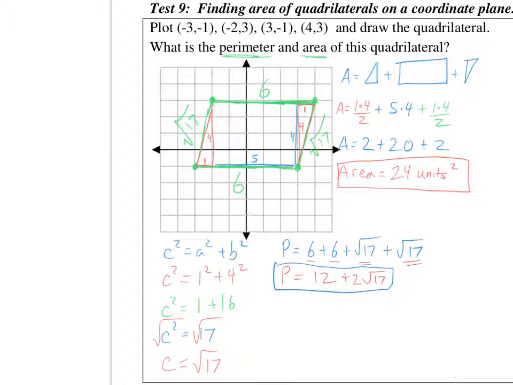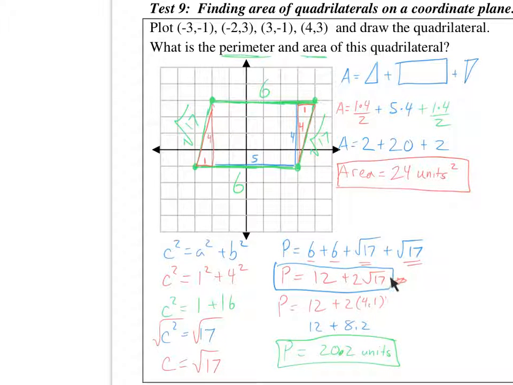Now, if I want to get a decimal, could you find the square root of 17? So that is good right here. I'm okay with that. But if you wanted to do a decimal, I wouldn't mind on the test, if you want to use your calculator, and make this 2 times the square root of 17, which I think is about 4.1. And then from that, you could do 12 plus 8.2. So you could also say your perimeter is approximately 20.2 units. That is also okay. So you can do square roots, or you can do decimal approximations.